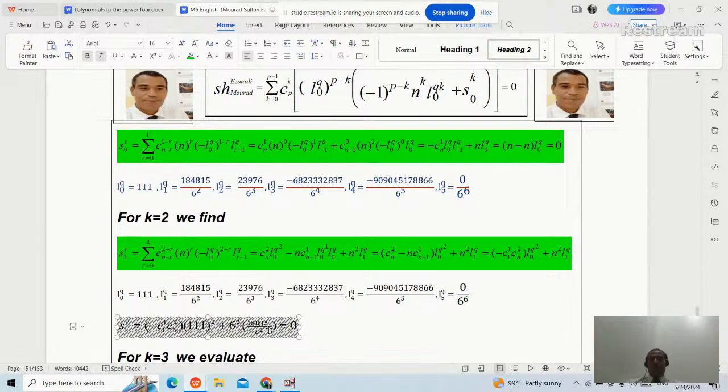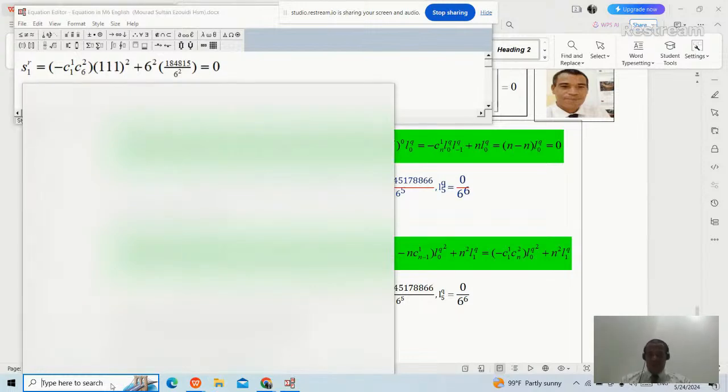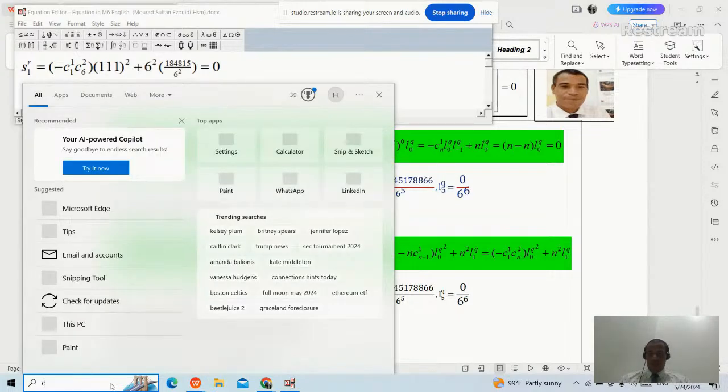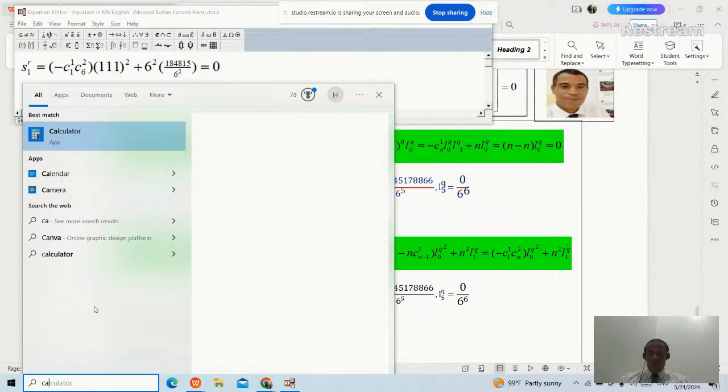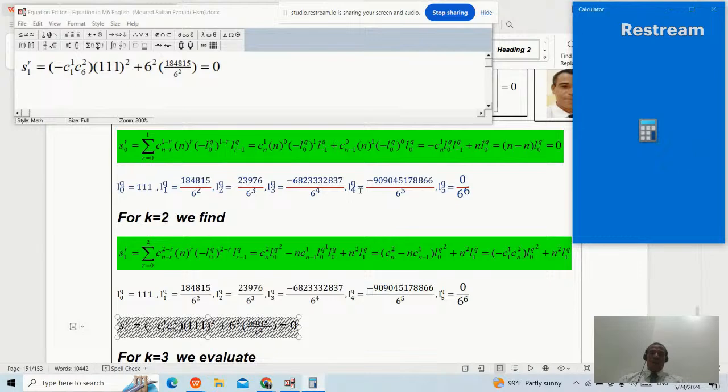I will use this. I will use a calculator. I will write calculator. Okay. Calculator, Mr. Murad. Yes, like that. Okay. Now I will just use this one. I will tell.